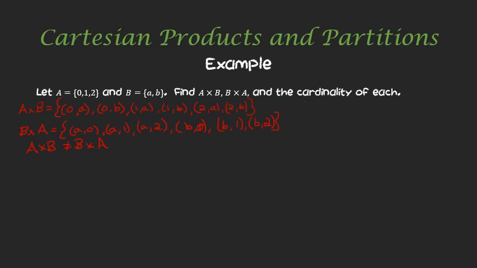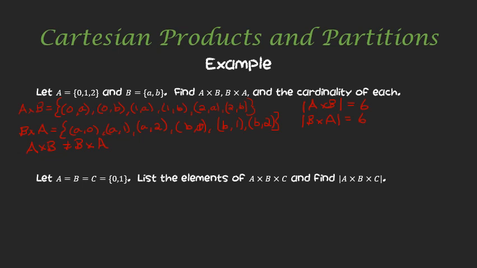And then for each one of these, we can find the cardinality. For A cross B, we can count up the elements after listing them. There are 6 of them. And for B cross A, there's also 6 of them. Totally different 6 elements, but nevertheless, there's 6 of them. In the activity on the next slide, you're going to come up with a formula for the cardinality of A cross B in general.